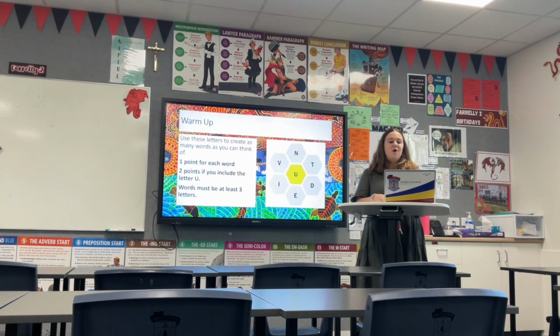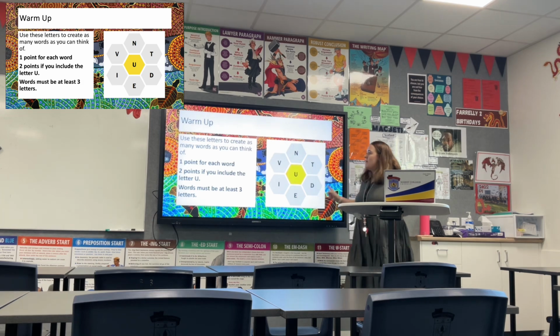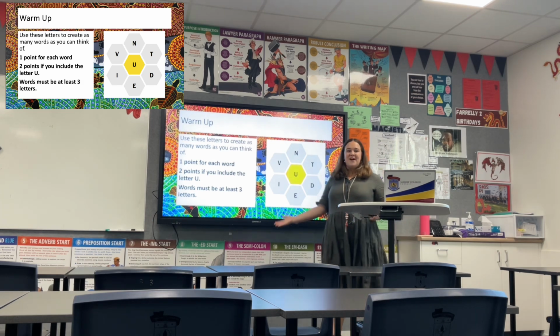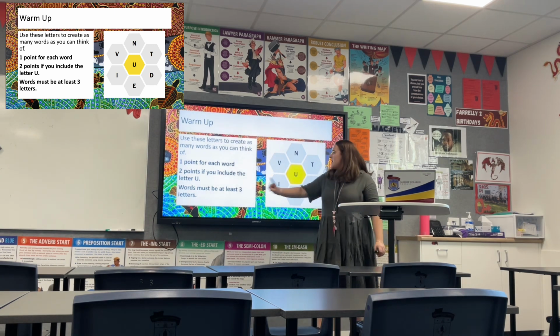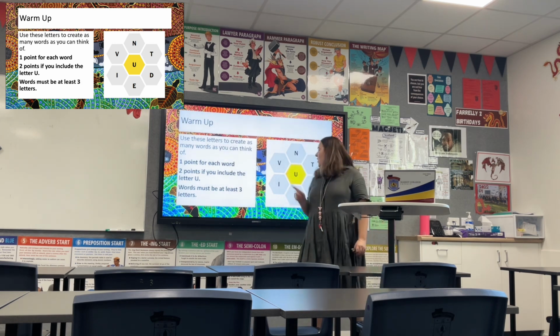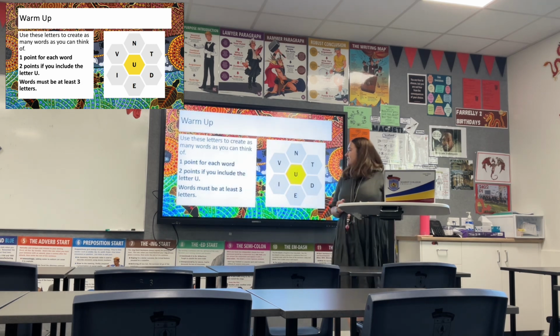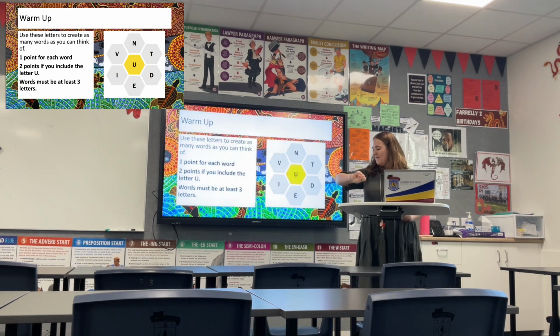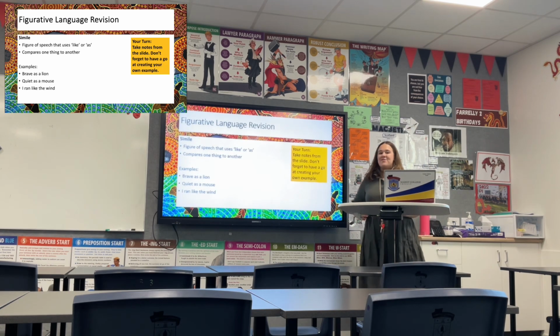So for today's warm-up, as always, you have 2 minutes to use the following letters on the board to come up with as many words that you can think of. So you will get 1 point for each word that you create. It must be at least 3 letters. You will get 2 points if you use the letter U. What letter was that, grade 8s? The letter U. Fantastic. Okay, 2 minutes starts now. All right, thank you, Year 8s.